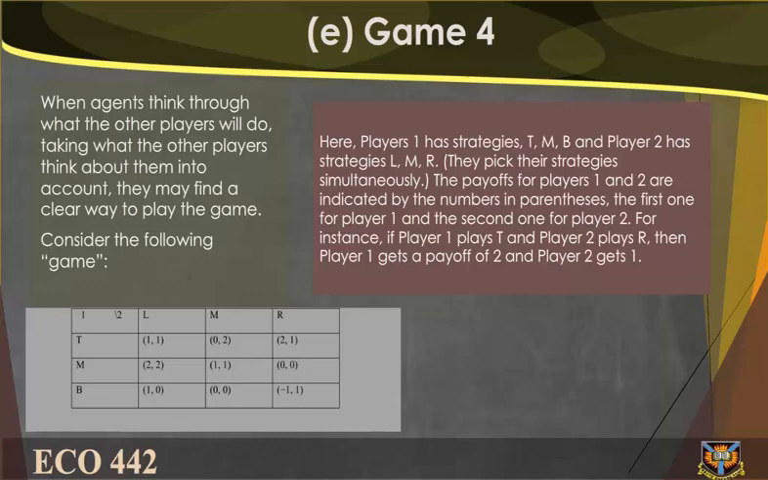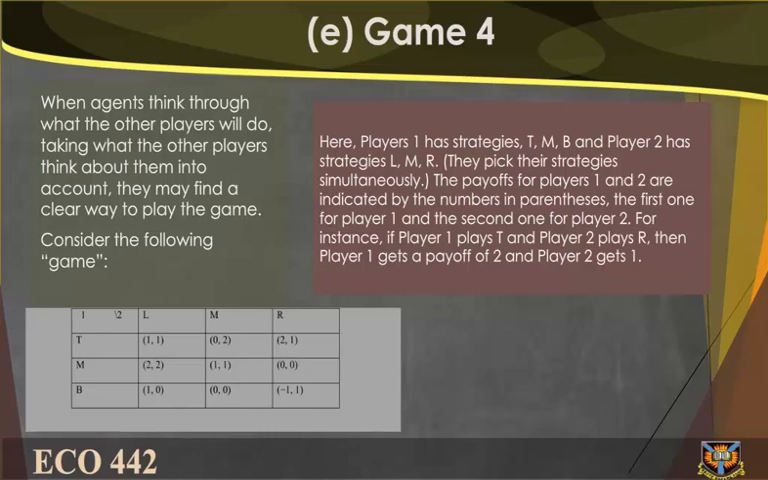Game 4. When agents think through what the other players will do, taking what the other players think about them into account, they may find a clear way to play the game. Consider the following game. Here, player 1 has strategies T, M, B and player 2 has strategies L, M, R. They pick their strategies simultaneously. The payoffs for players 1 and 2 are indicated by the numbers in parentheses. The first one for player 1 and the second one for player 2.